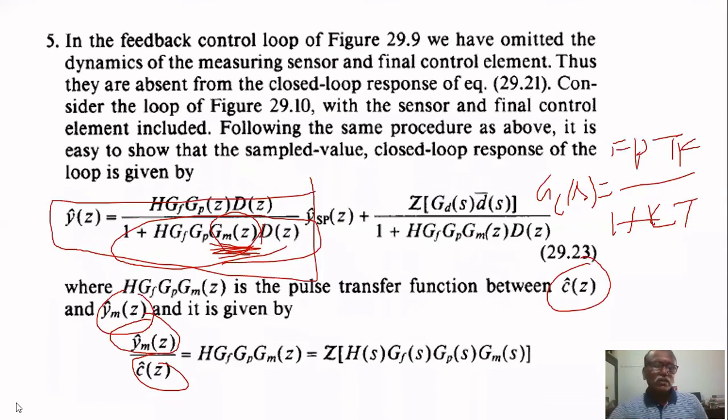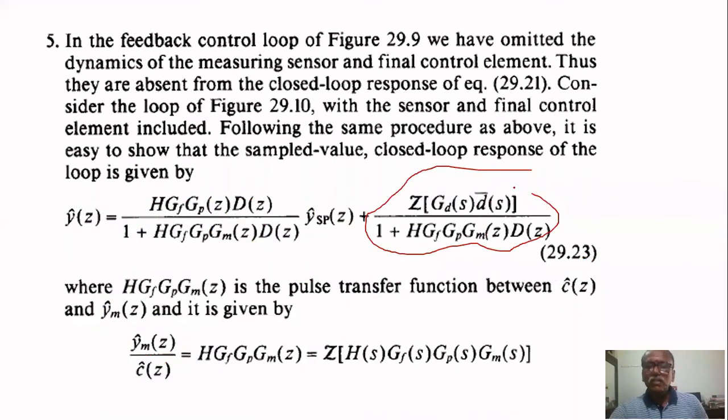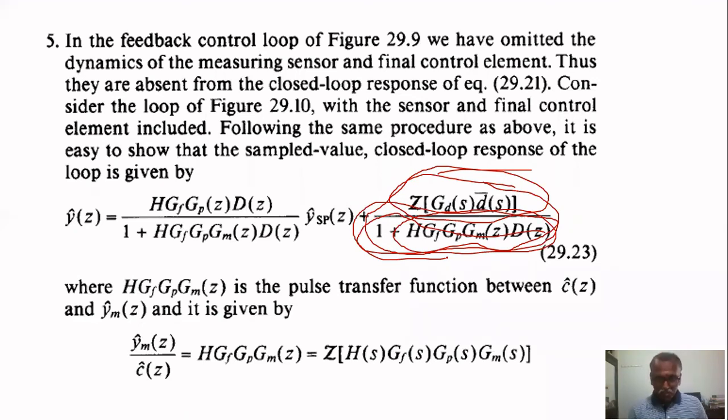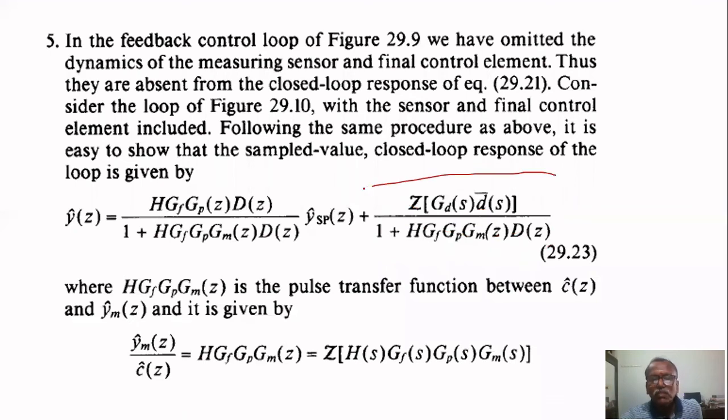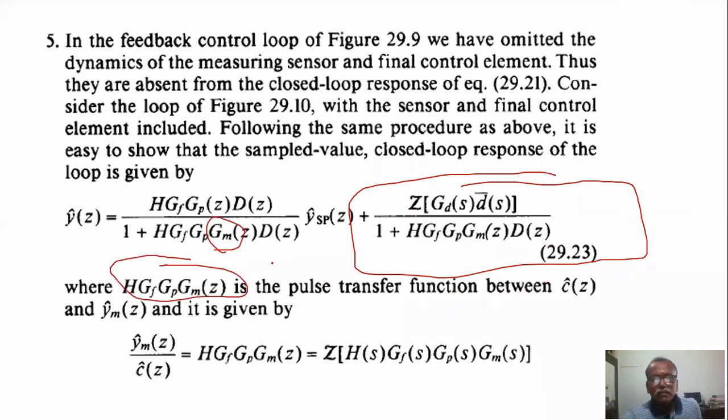So you should understand why we wrote the closed loop response for disturbance like this, because there is one forward path and a closed loop feedback path also. That's why this comes into picture. We have already seen this in the derivation, but pictorially we can easily remember why this term comes here, because if you use the block diagram reduction, easily you will get this. So where H, GF, GP, GM is the pulse transfer function between C of Z and Y M of Z. This M comes into picture here.